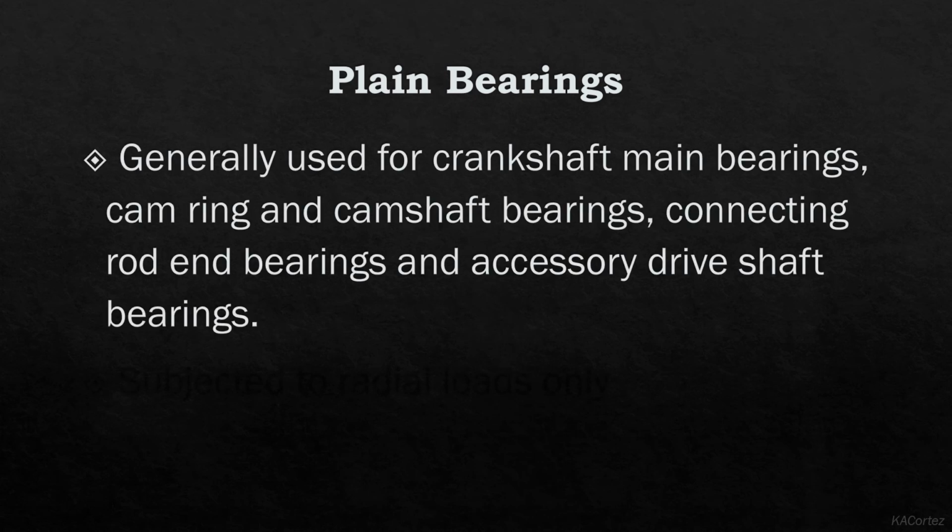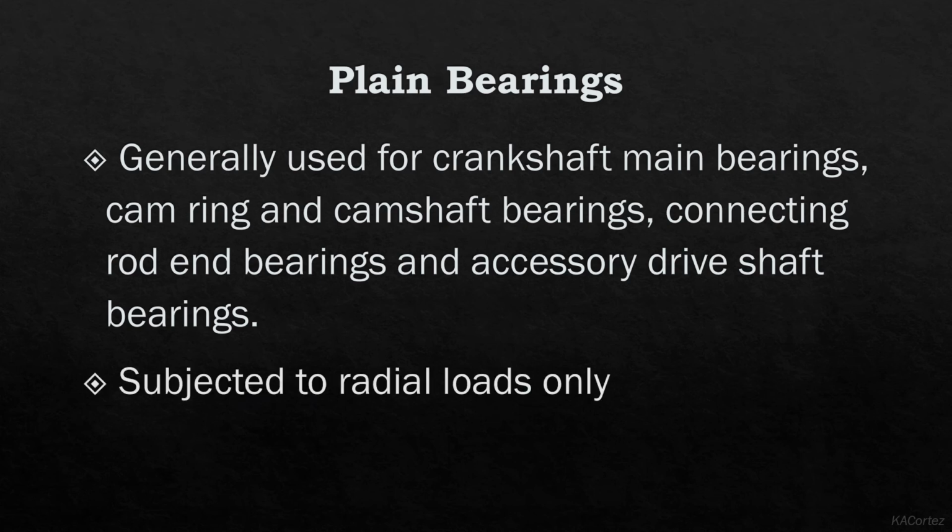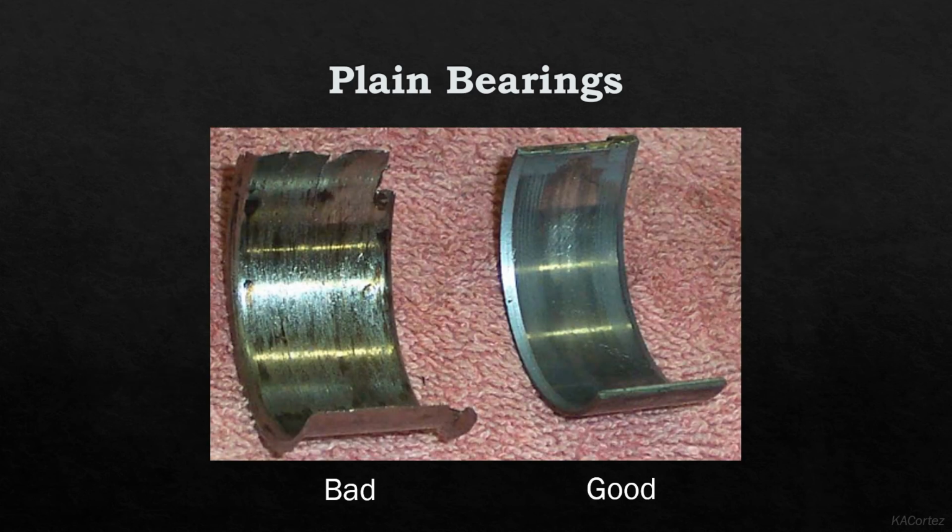Plain bearings. These are generally used for crankshaft main bearings, cam ring and camshaft bearings, connecting rod end bearings, and accessory drive shaft bearings. They are subjected to radial loads only. Here's an example of a good and a bad plain bearing.